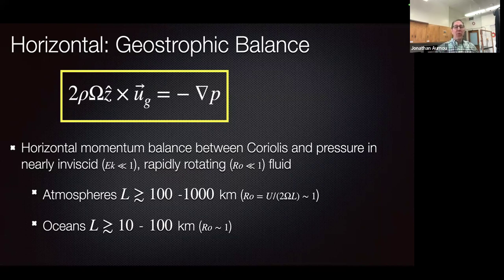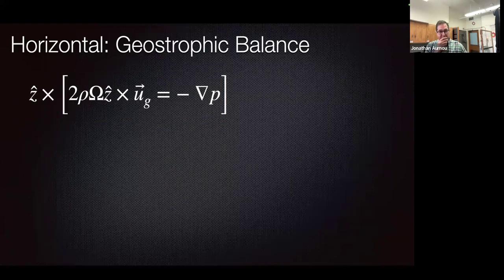Okay, and that holds above about 100 kilometers in atmospheres and on scales larger than about 10 kilometers in the ocean. So for all the large scale motions, this is called geostrophy or geostrophic balance, and it wins. So let's try to understand what this says.